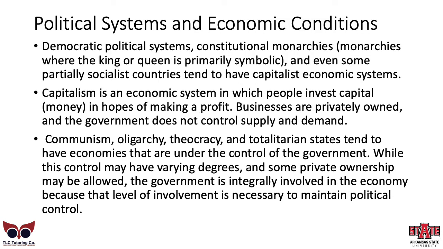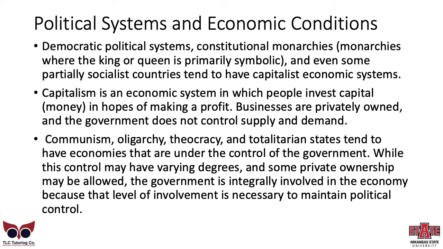Political systems and economic conditions. Democratic political systems, constitutional monarchies, monarchies where the king or queen is primarily symbolic, and even some partially socialist countries tend to have capitalist economic systems. Capitalism is an economic system in which people invest capital or money in hopes of making a profit. Businesses are privately owned, and the government does not control supply and demand.